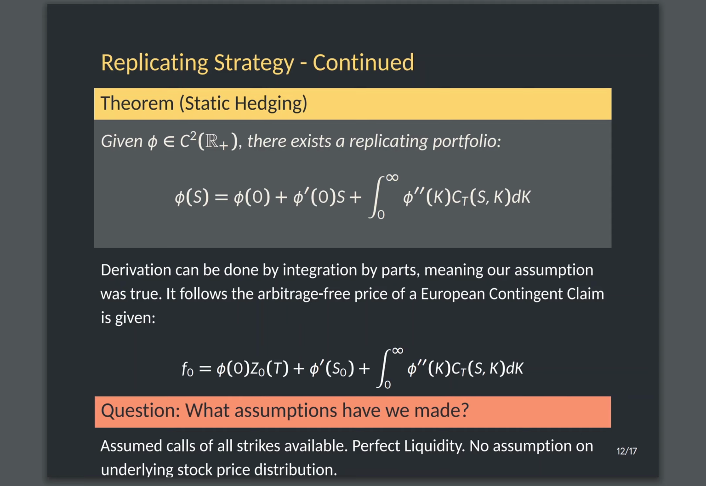What assumptions have we made to get this theorem? We've assumed that calls of all strikes are available. That is, we have perfect liquidity. We have not made any assumption, however, on the underlying stock price distribution. This replication works in general. But in practicality, we may not have the perfect liquidity hypothesis.